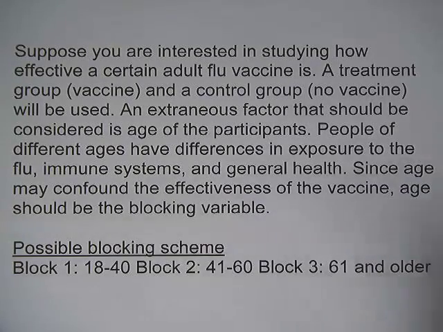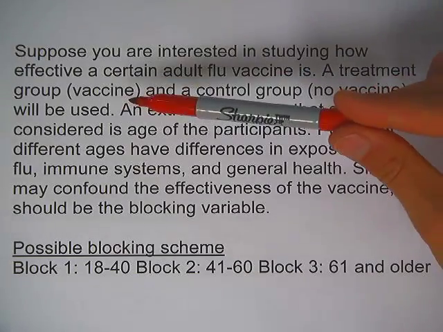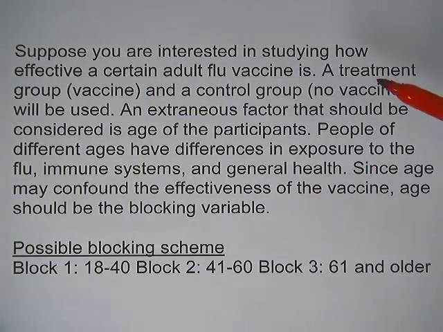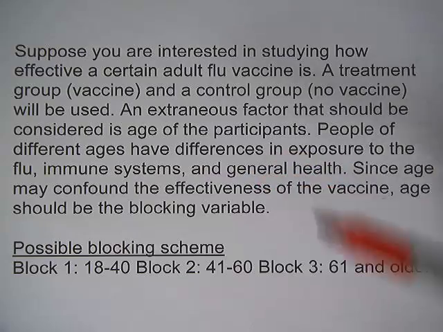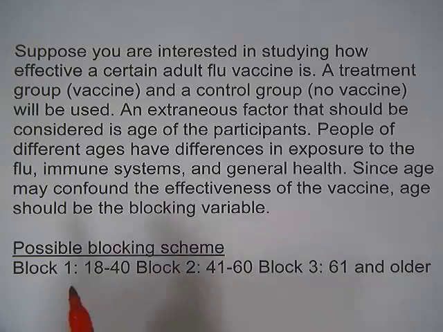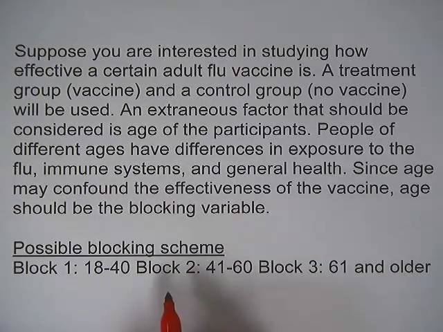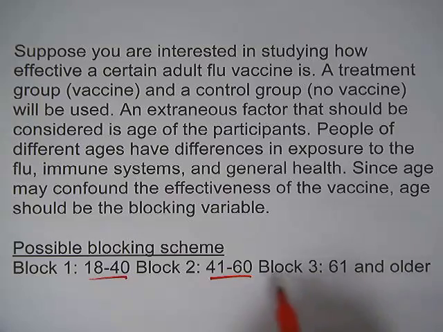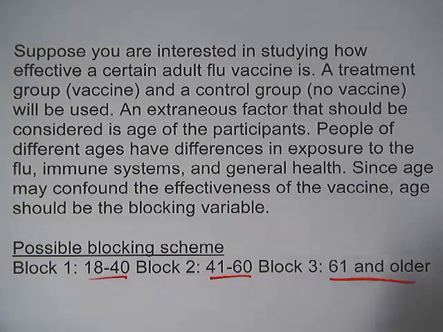So it's important here that you don't get all young people in the vaccine group and all old people in the no vaccine group. You're going to maybe get some biased results if that were to happen. So one way to eliminate that is blocking. So a possible blocking scheme that I'm going to propose is just to let block 1 be people aged 18 to 40, block 2 41 to 60, block 3 61 and older.